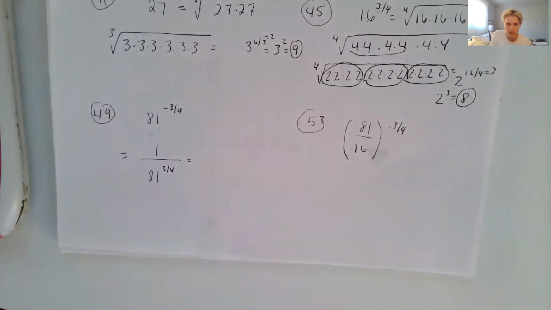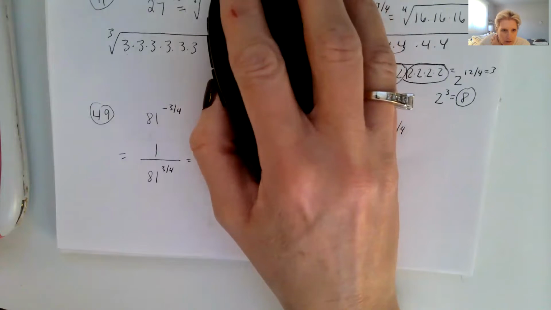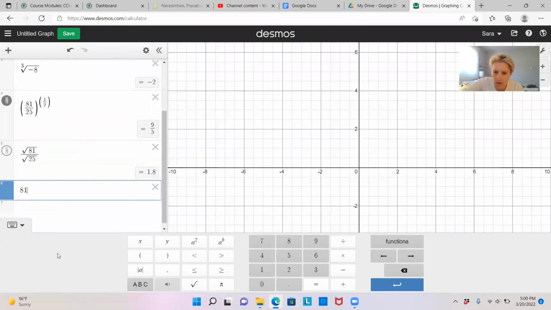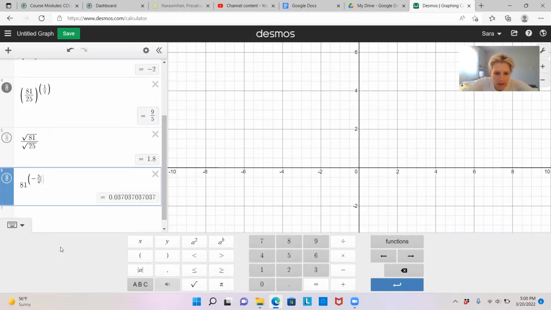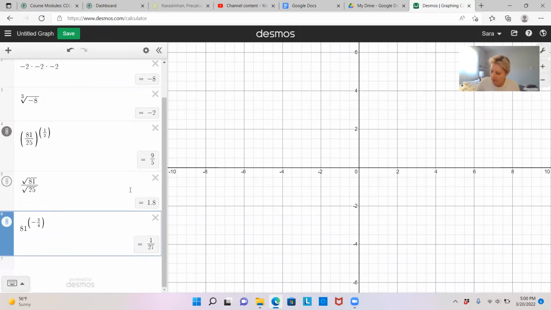Now, if we do this in Desmos, it will tell us if there's a fraction answer available. So if we do 81 to, and then, this is the downfall about Desmos, you have to put this in parentheses. So it gives us the same decimal, but we can click on the fraction button right here. Oh, it tells us 1 over 27. That's the answer I would prefer. It's the fractional answer of 1 over 27.